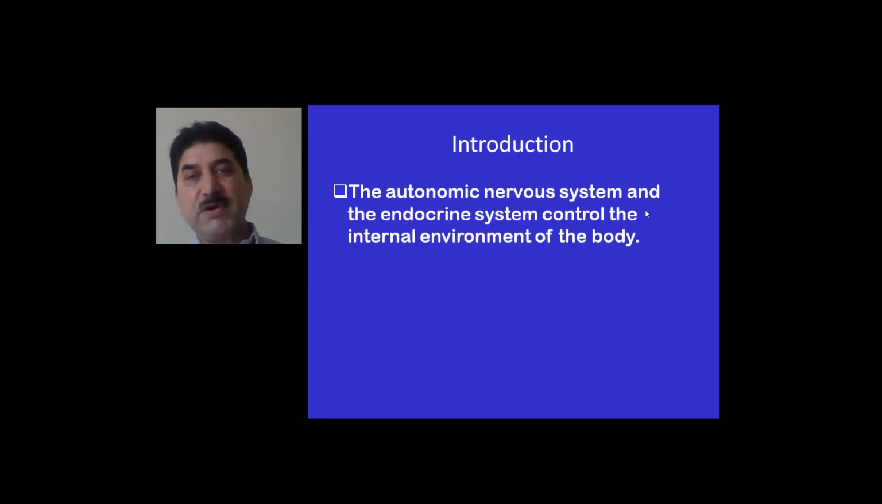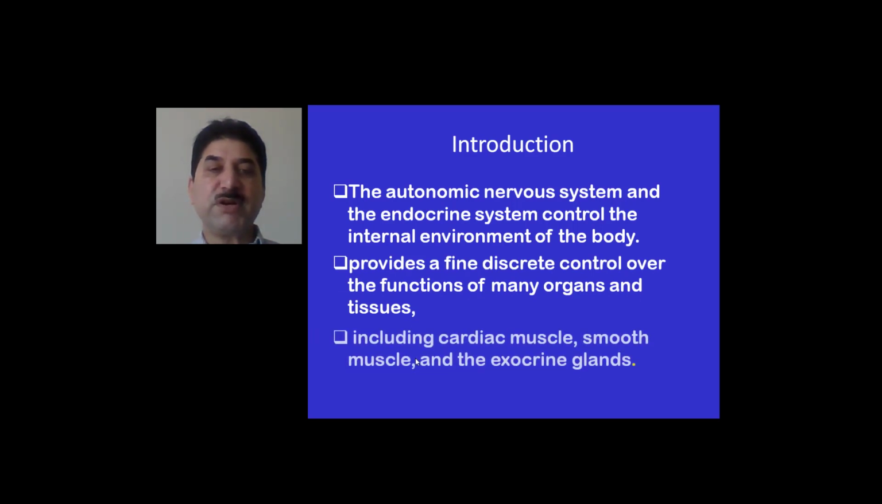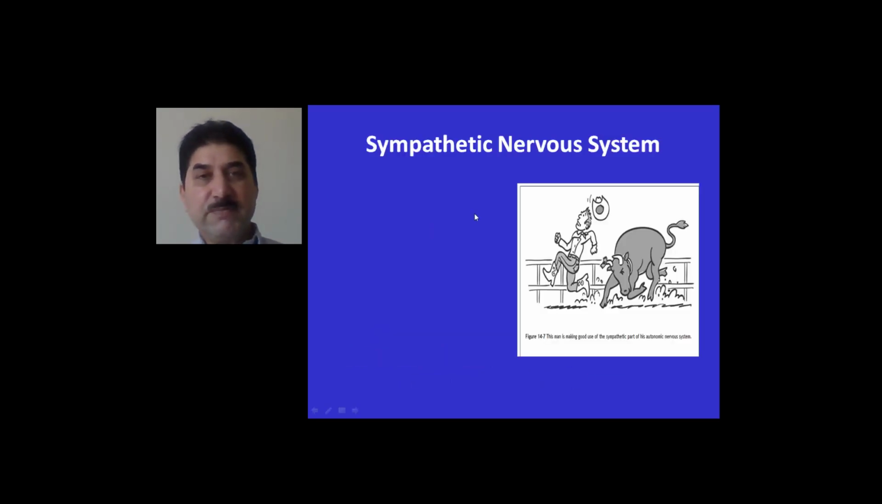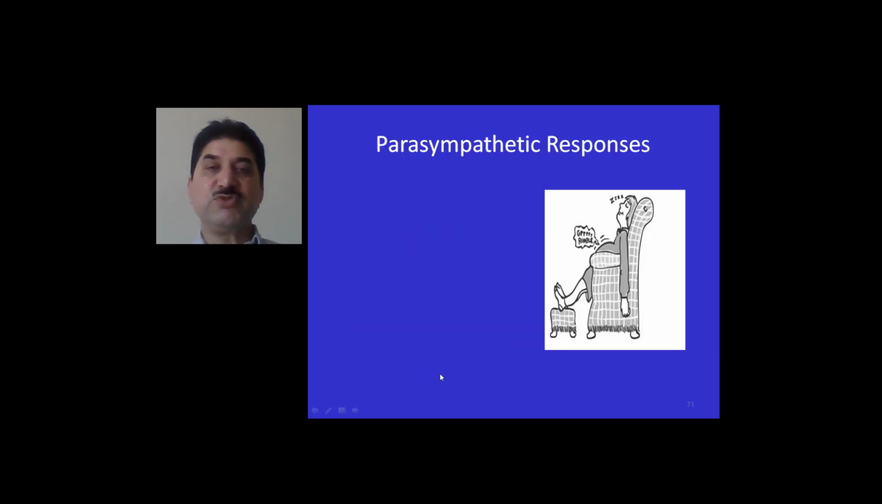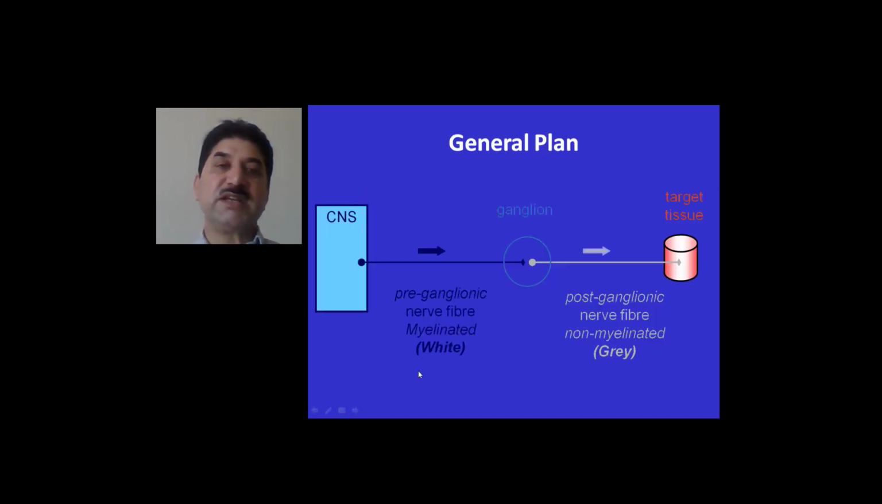The autonomic nervous system and the endocrine system control the internal environment of the body. They provide fine discrete control over the functions of many organs and tissues of the body, including cardiac muscle, smooth muscle, and exocrine glands. In brief, the sympathetic nervous system prepares an individual for emergency responses. There is quick mobilization, utilization of the resources, and redistribution. In contrast, the response produced by the parasympathetic nervous system is called a rest and digest response. It conserves and restores body energy. It increases the digestive and urinary function, and decreases body functions that support physical activity.